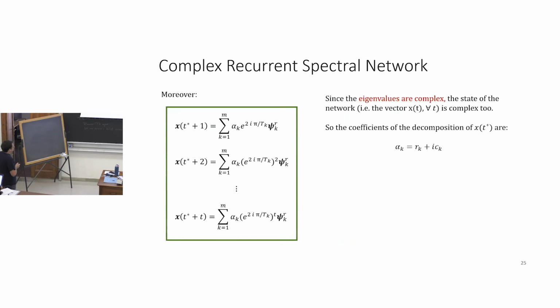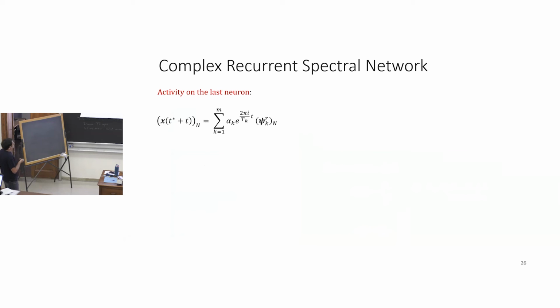Since we have complex eigenvalues, we have to pay attention because these coefficients will also be complex, so we can write them in this form. And remember the particular structure of the recognition eigenvectors, in particular the fact that they share the last component. So we make some calculations to compute the activity of the last neuron, the last component of the activity vector, which, as I said before, after t star plus t iterations will have this form.